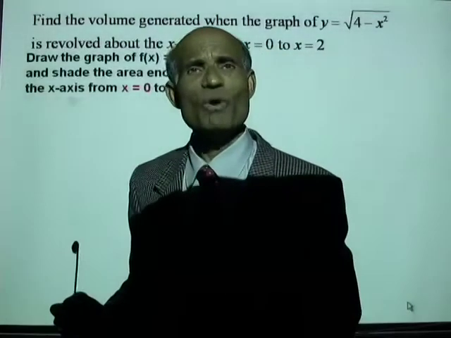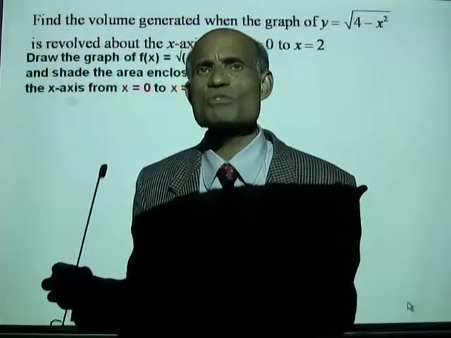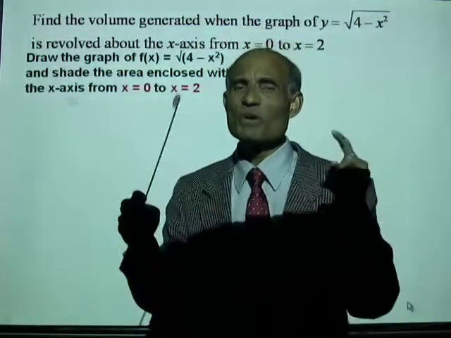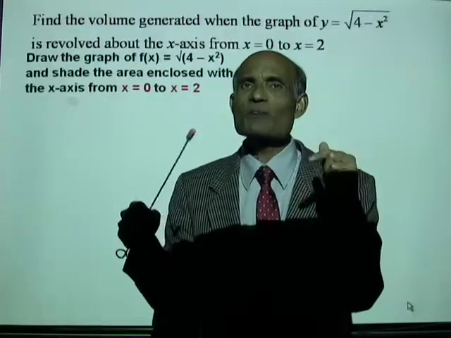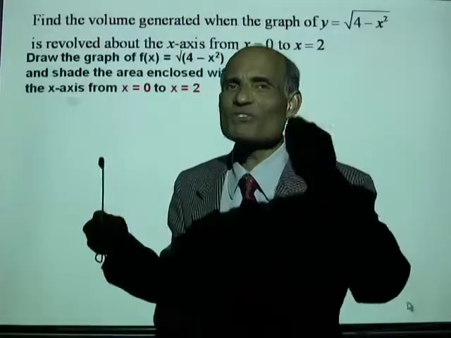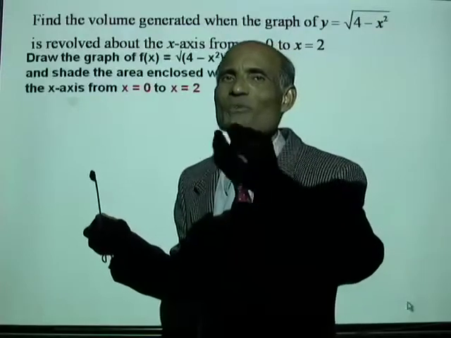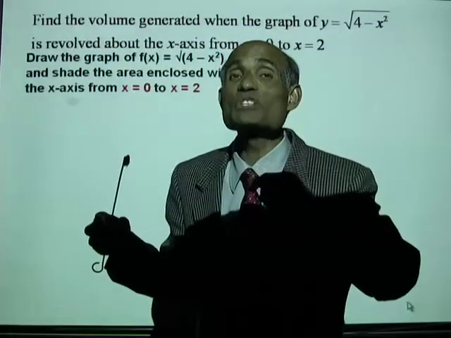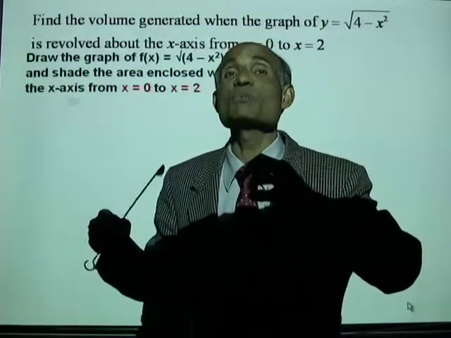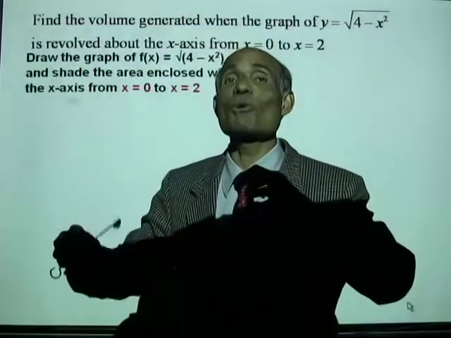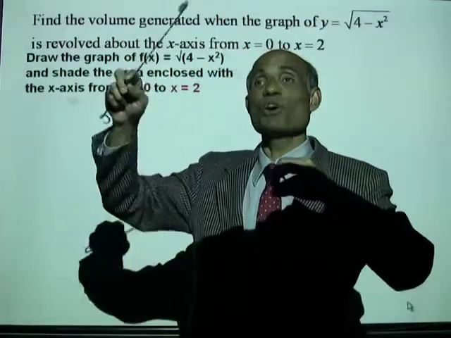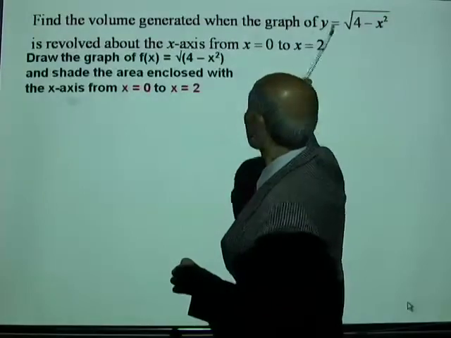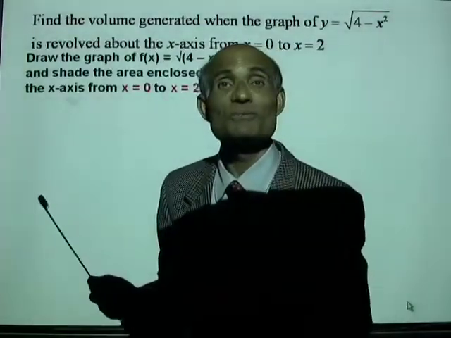Can you tell me what is actually the graph of square root 4 minus x squared? You should be able to tell me without even graphing it. If you can picture x squared plus y squared equal to 4, what does that equation represent? It's a circle of radius 2. If you solve that equation for y, you get y equal to plus or minus square root 4 minus x squared. The plus is for the upper part of the circle, the minus for the lower part, isn't it? So this is the upper part of a circle of radius 2.